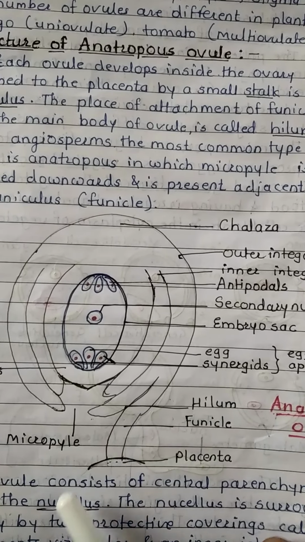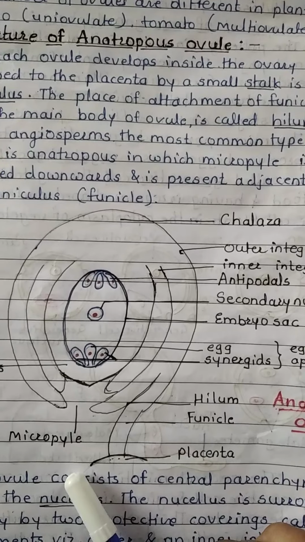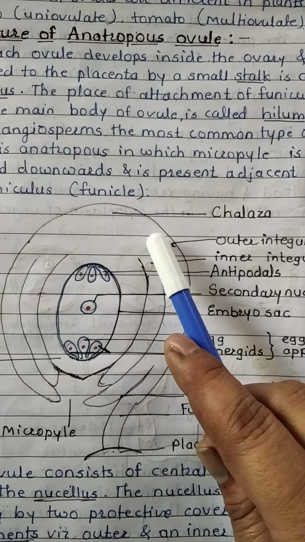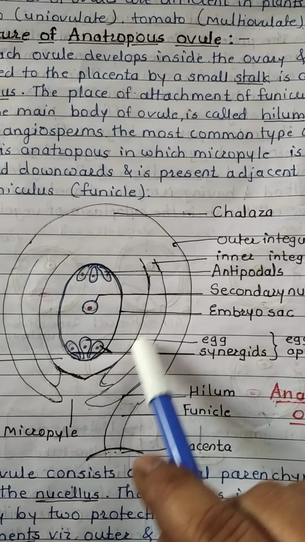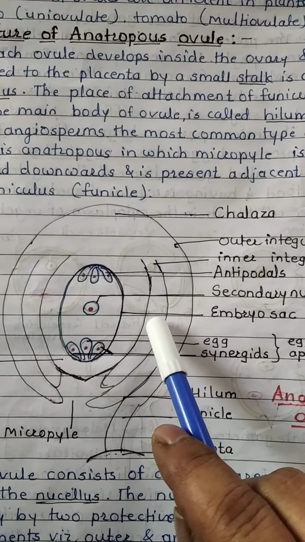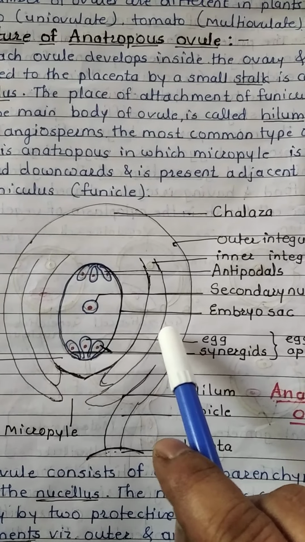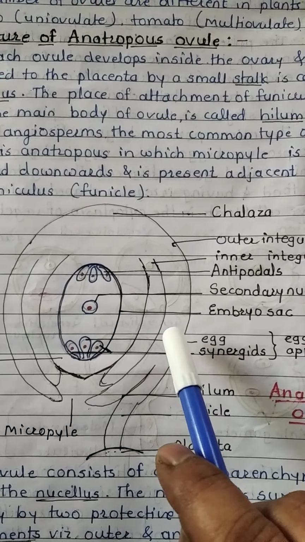This body of the ovule contains the main base called the chalaza, present at the upper part. From this chalaza, two integuments are developed, the outer integument and the inner integument. These integuments later on develop into the fruit wall or seed wall.